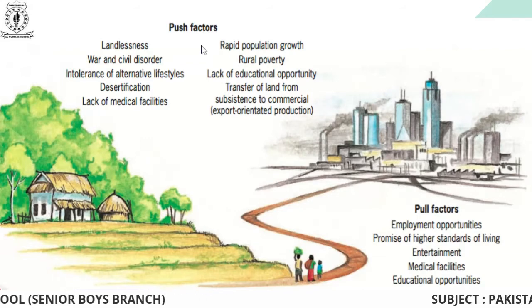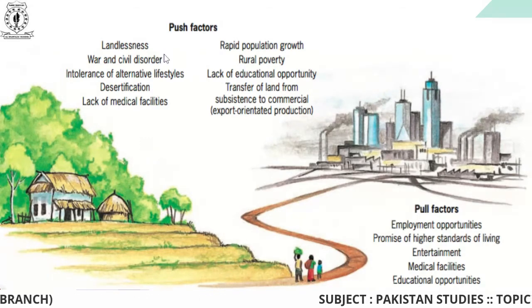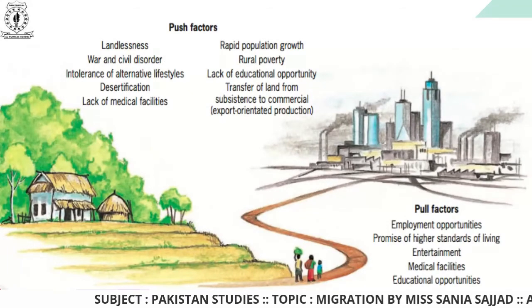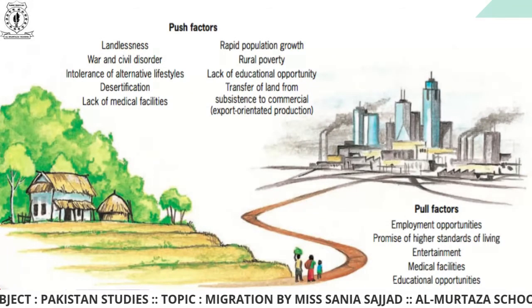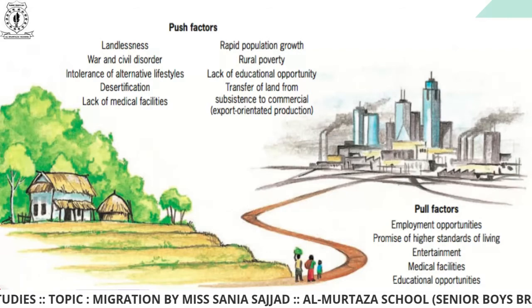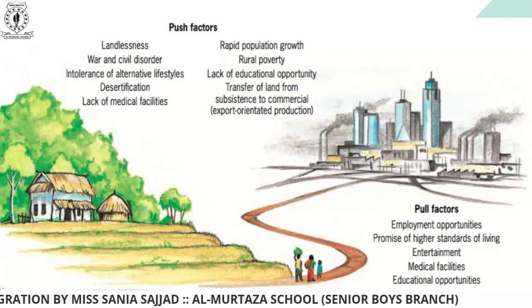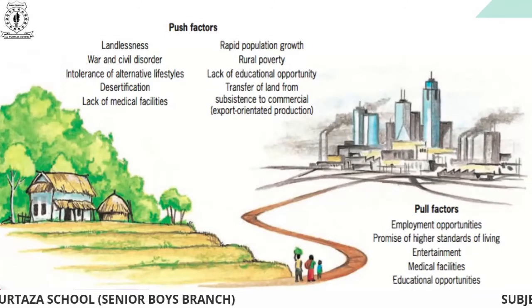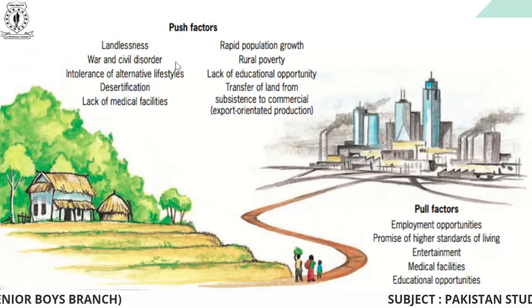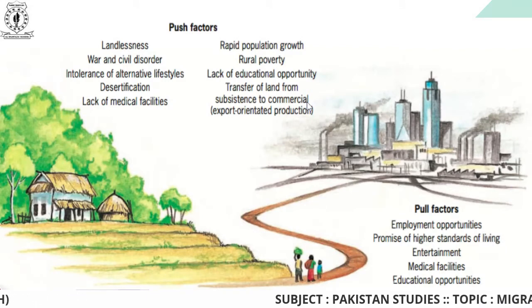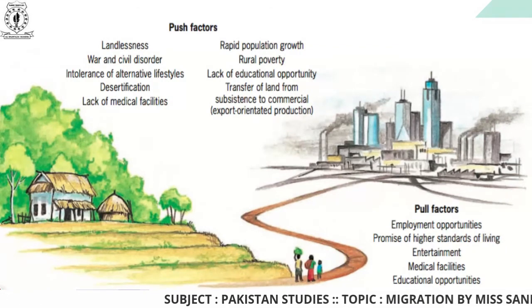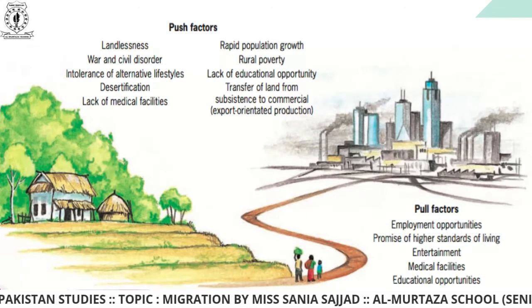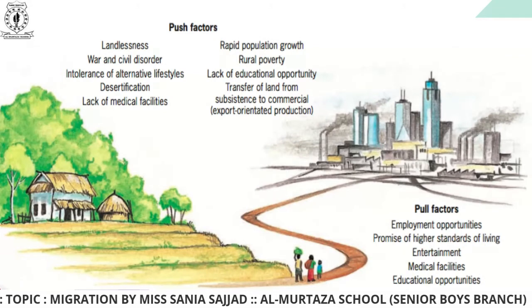Then the other push factors are landlessness, war and civil disorder in society, intolerance and alternative lifestyles of the people, desertification, lack of medical facilities, rapid population growth, and rural poverty. They do not have enough educational opportunities, and there is transfer of land from one place to another. It means if you're not owning the land, you have to pay the loans to the landlord. You even have to share the crops which you're growing with the landlords.